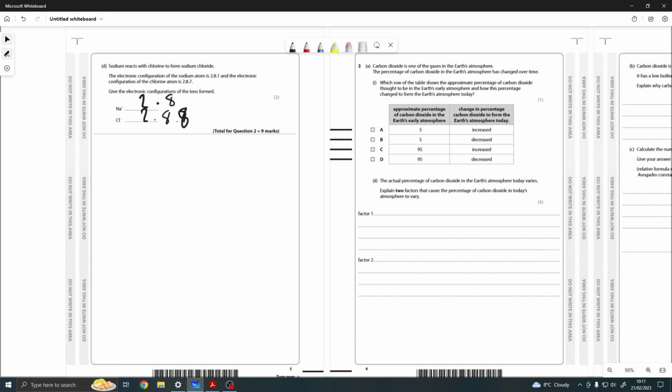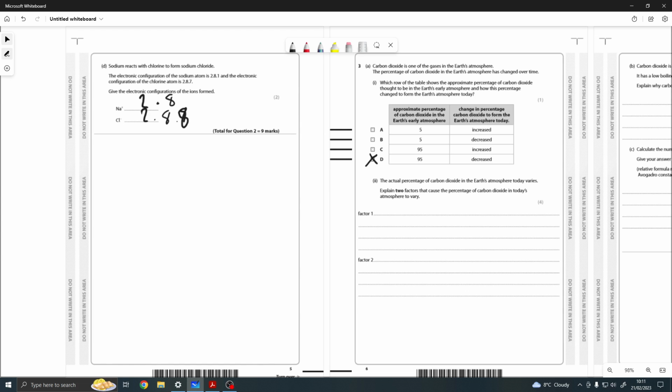The percentage of carbon dioxide in the Earth's atmosphere has changed over time. Which row of the table shows the approximate percentage of carbon dioxide thought to be in the Earth's early atmosphere and how this percentage changed to form the composition today? We know that the composition of carbon dioxide in the early atmosphere was very high, so it's not likely to be A or B. However, today it's very, very low now. Therefore, the answer is, starts off at 95% and has decreased. Brilliant.